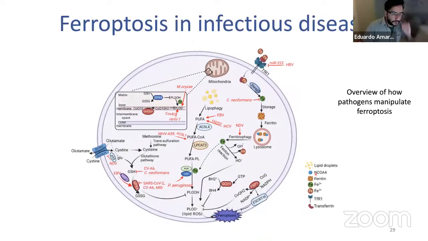So I'm almost done, I'm just going to the last part, which is ferroptosis in infectious disease. I just decided to include the role of ferroptosis in this field because I work in infectious disease. Nowadays, it's really recognized that pathogens can regulate ferroptosis. Some of the pathogens inhibit ferroptosis and some of them induce ferroptosis, by different ways and having different targets.